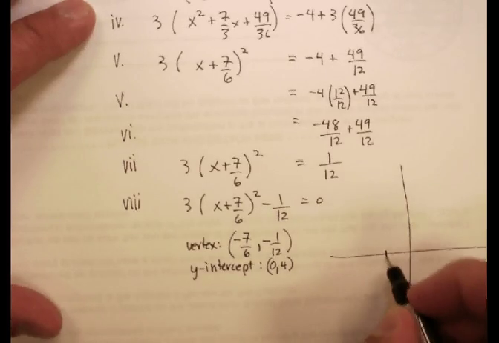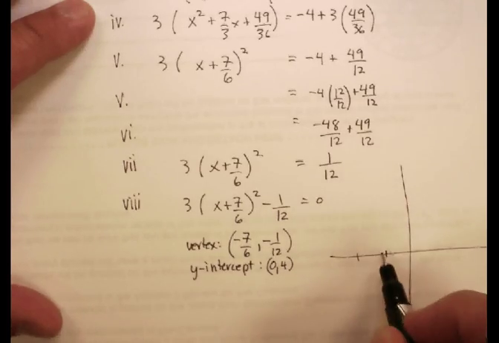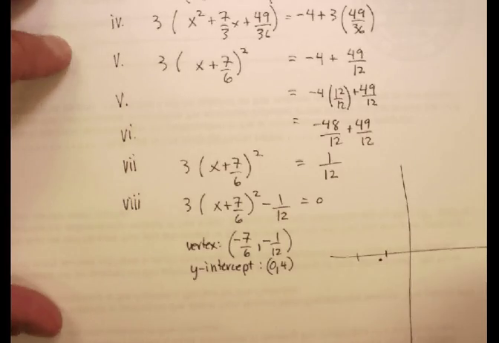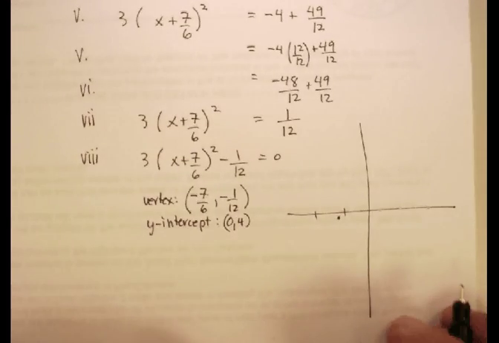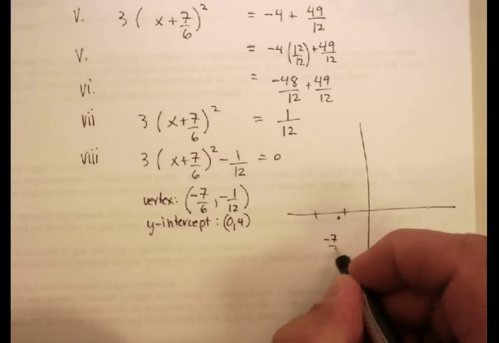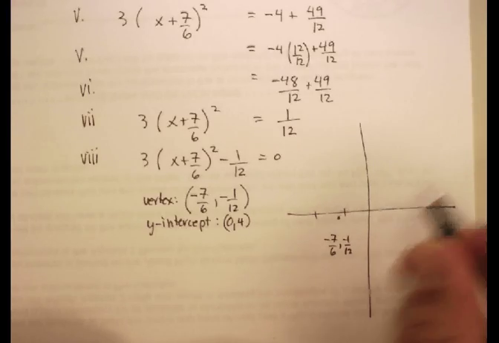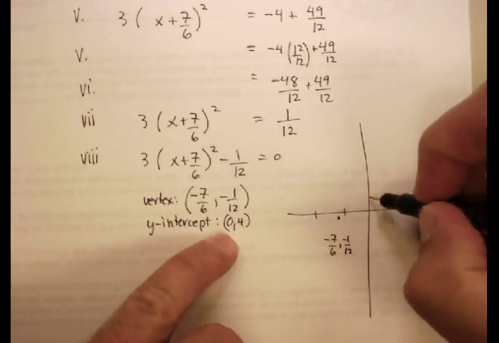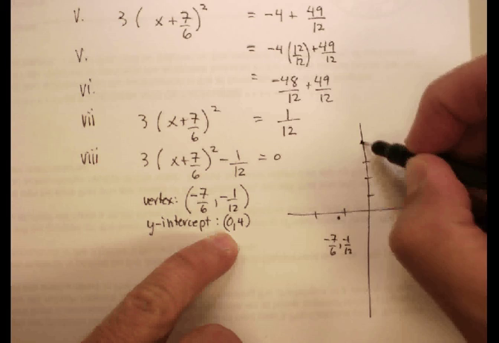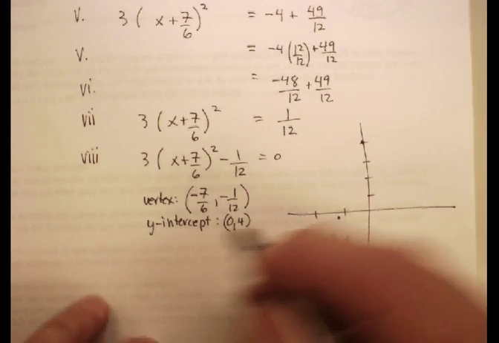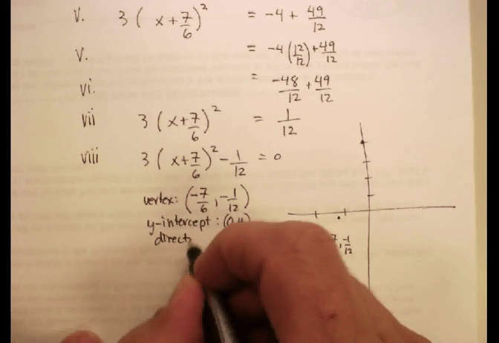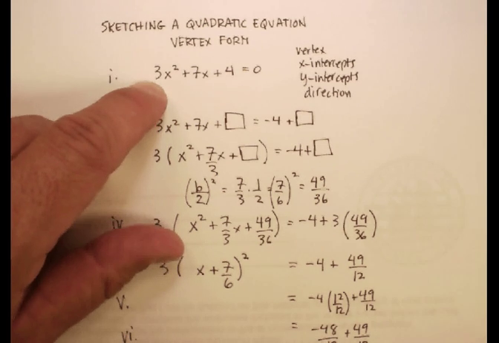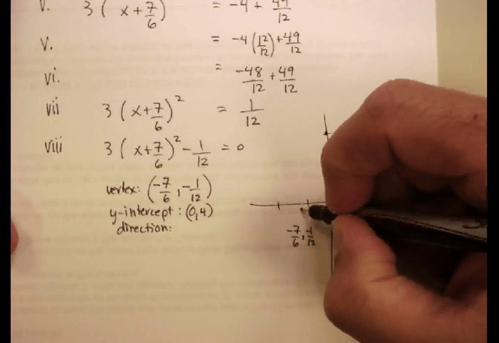Negative 7/6 is just a little bit over 1, so there's negative 7/6, and a negative 1/12 is right about there. So this is going to give me negative 7 over 6, negative 1/12. My y-intercept is at a positive 4. And my direction, if I look at the a value, remember the a is the number in front of the x squared, is a positive 3. That means I'm going to be going upward.